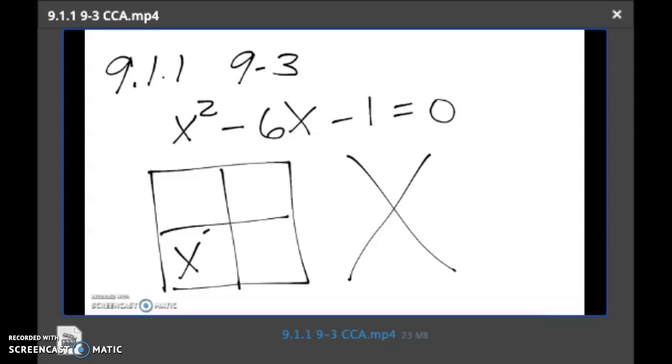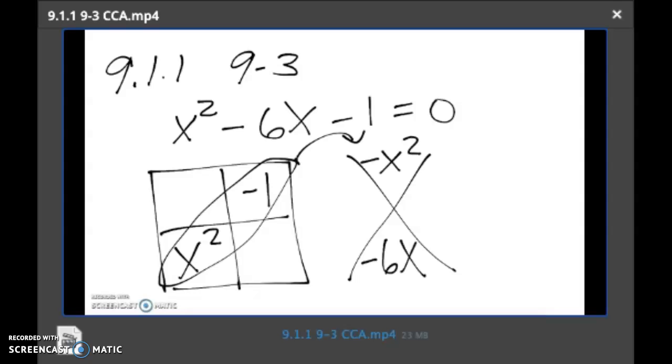So my x squared term goes in my bottom left-hand corner. My 1's go in my top right. Multiply those together to get the top of my diamond. And then my x terms go in the bottom of my diamond. So now I'm trying to figure out the factors of negative x squared that add up to give me negative 6x. If I think about the factors of negative x squared, they would be negative x and positive x. There's no possible way to get those numbers to add up to negative 6x. So that makes this equation not factorable.